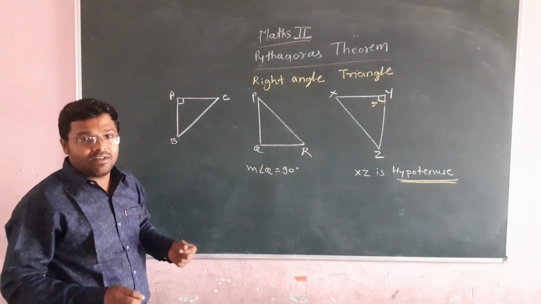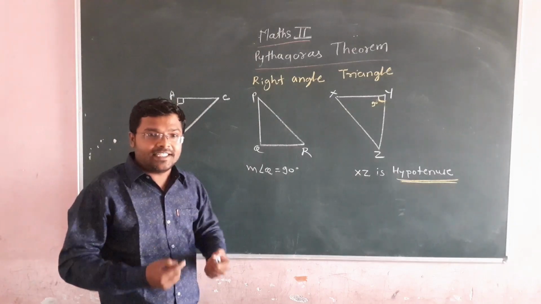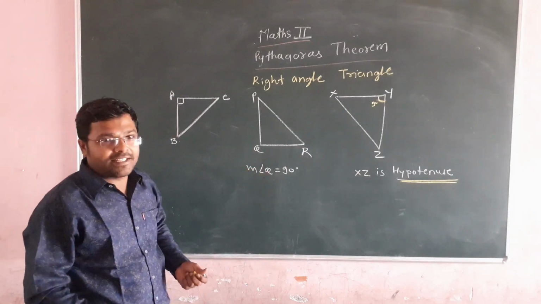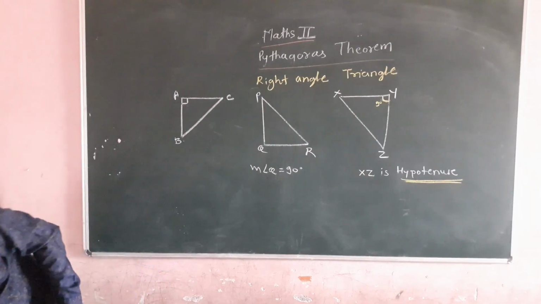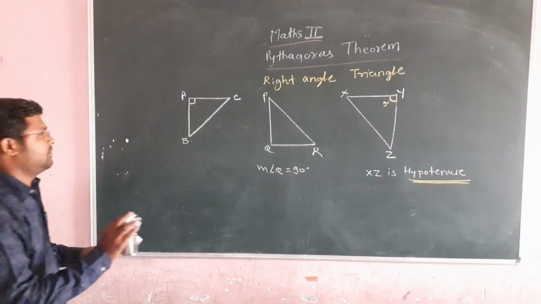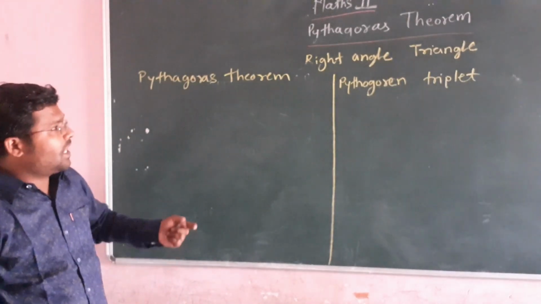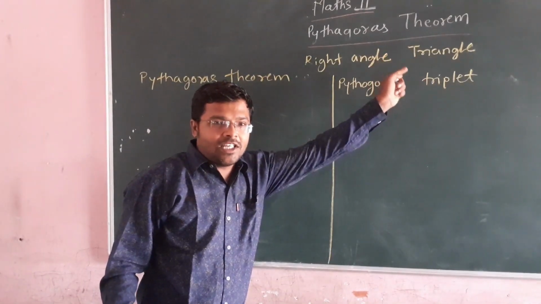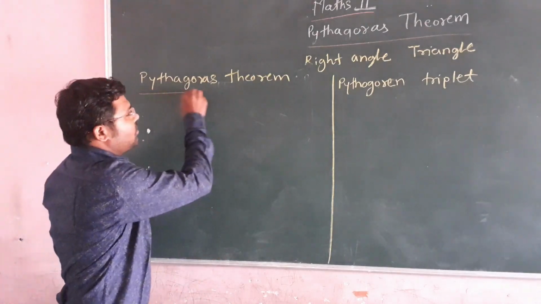But when they are given the measure of sides, how can we say whether it is a right angle or not? That is called Pythagorean triplet. So we learn about Pythagorean triplet. Before we learn Pythagorean triplet, first of all we know the theorem of Pythagoras.